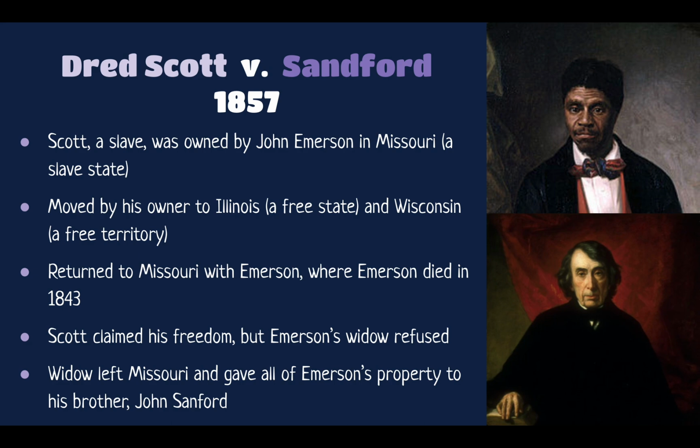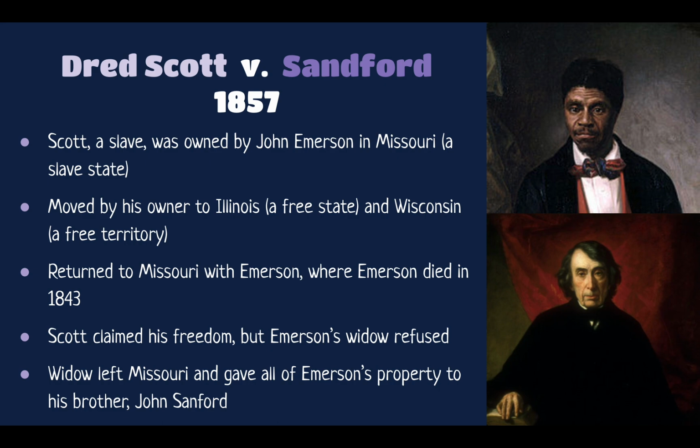And through the course of a number of years, starting in the 1830s, Dred Scott was brought by John Emerson, his owner, to Illinois, which was a free state where they lived for a while, and Wisconsin, which was a free territory where they lived for a while. In the early 1840s, they returned to Missouri, that slave state, where John Emerson died in 1843.